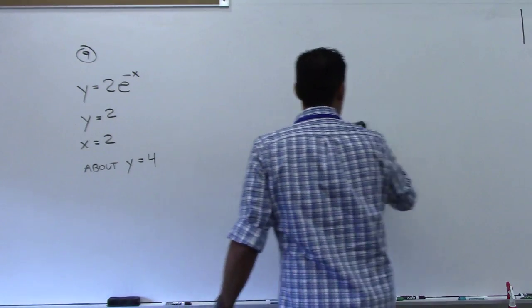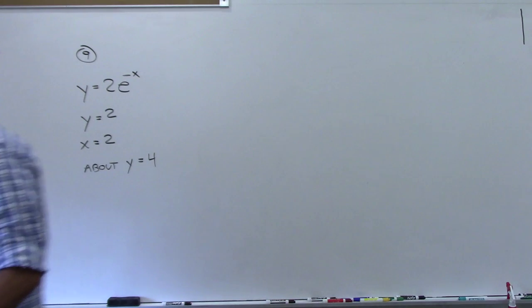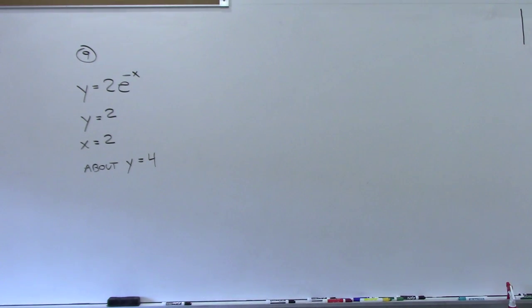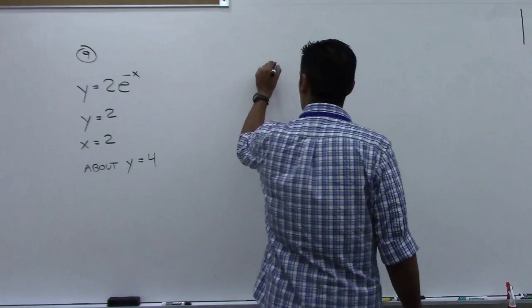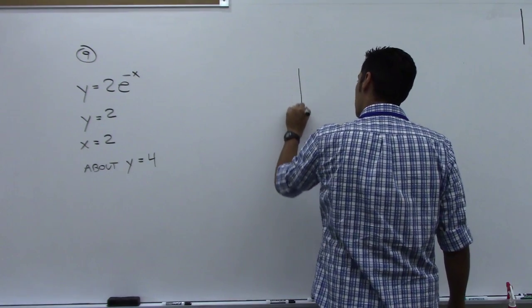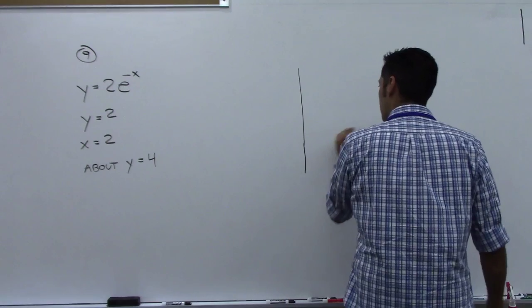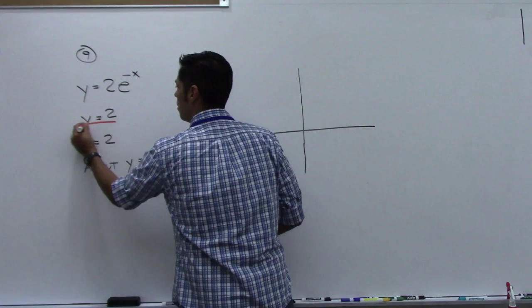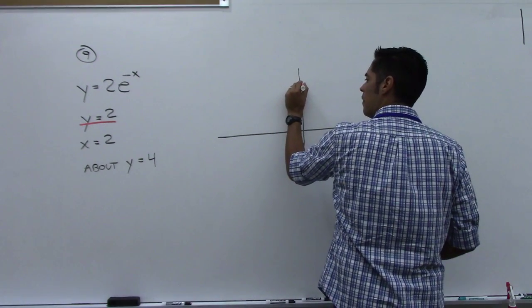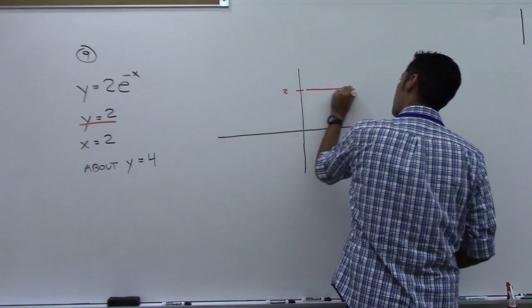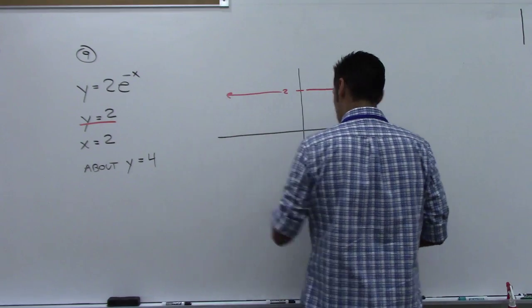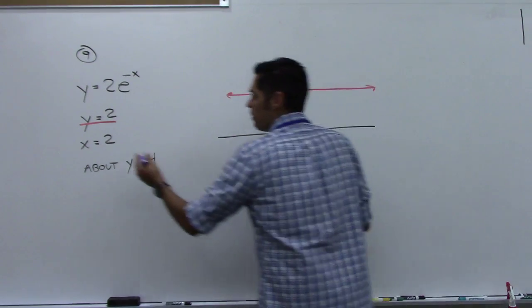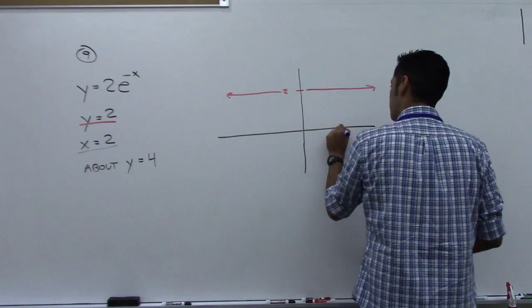So I'm going to start with my graph of my region. All right, let me start out with, let's take care of the easy ones first. Y equals 2 is a horizontal line through 2. X equals 2 is the vertical line through 2.